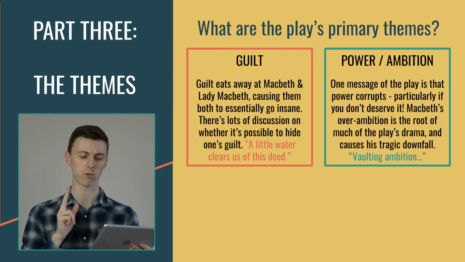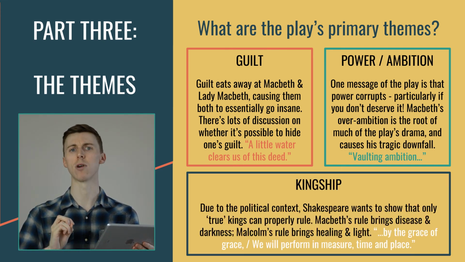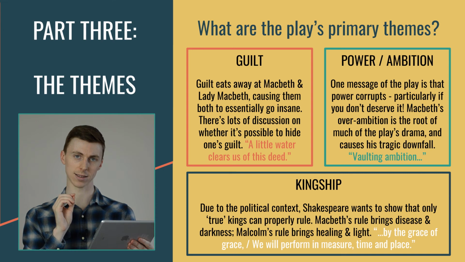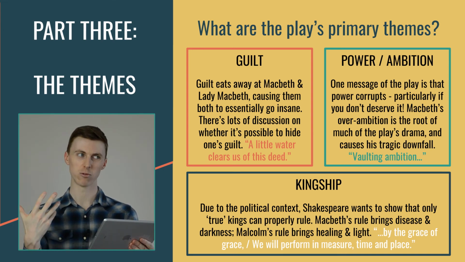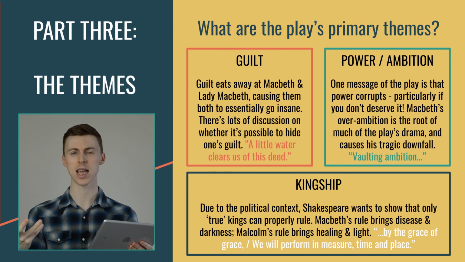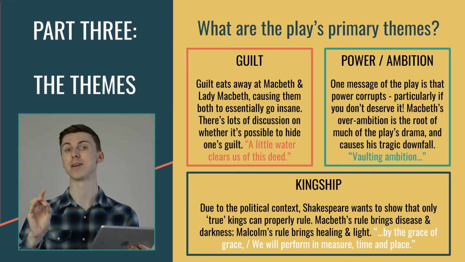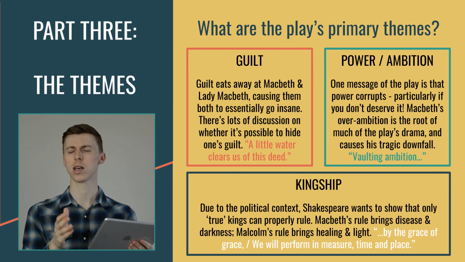A final and related theme to the last one would be kingship, this idea of who should be the rightful king. Malcolm and Duncan are clearly, as I said, set up to be the rightful rulers of Scotland, and their rule is often described and related to ideas of light and purity and being curing, whereas Macbeth's rule is often described as being dark and full of disease. Shakespeare's clearly trying to show that some people are meant to be rulers and some people are not.